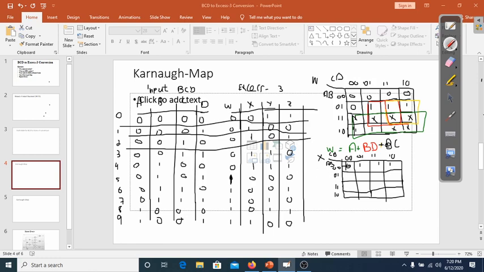Now for 0 1 0 0, this is equal to 1. For 0 1 0 1, this is equal to 0, so here I will incorporate 0. So 0 1 1 0, this is equal to 0, and similarly 0 1 1 1, this is equal to 0.